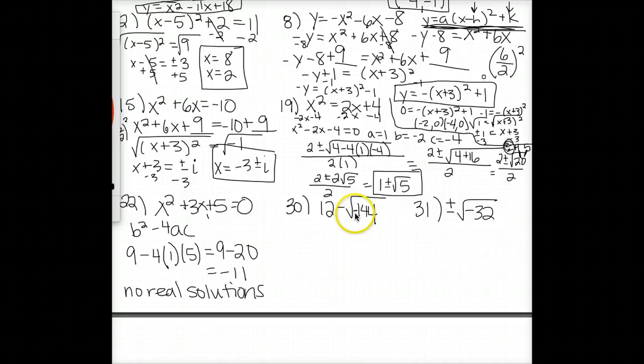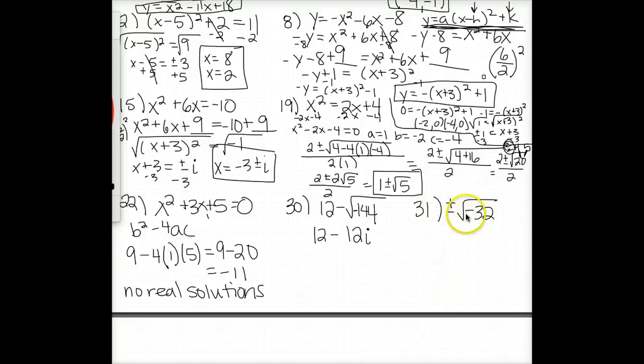Because of the negative, I know it gets an i. 144 is a perfect square. That's 12. So I get 12 minus 12i. Now that actually is the answer. Don't try to combine these. These aren't like terms. One has an i and one doesn't. So it just stays 12 minus 12i.